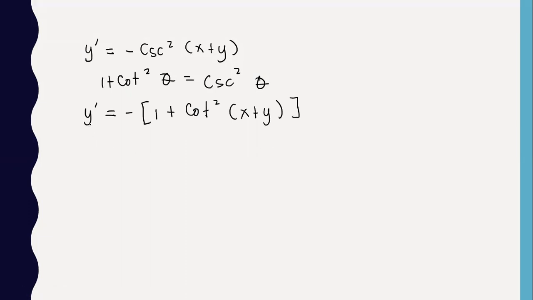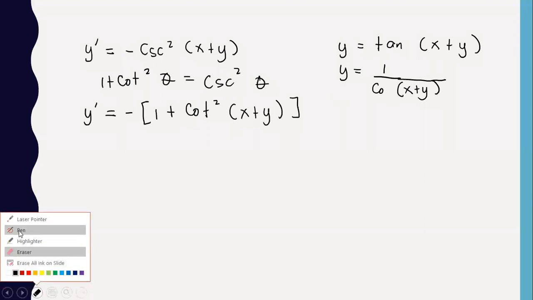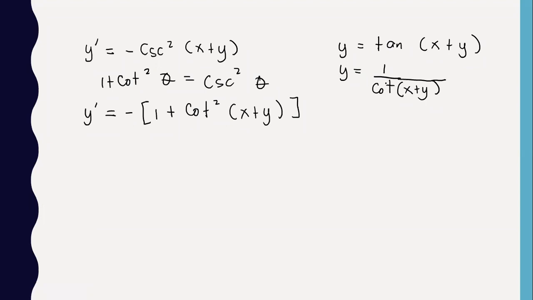Okay. Now, you have your y prime and then yung given natin na y is equal to tangent x plus y. This one is from the given, di ba? Ang tangent natin is the same as, kung gagamitin natin yung sa hexagon, 1 over cotangent x plus y. Tama po ba? Is it correct? Cotangent. This one is cotangent. Parehas lang po ba? Yes po. Okay, the same.